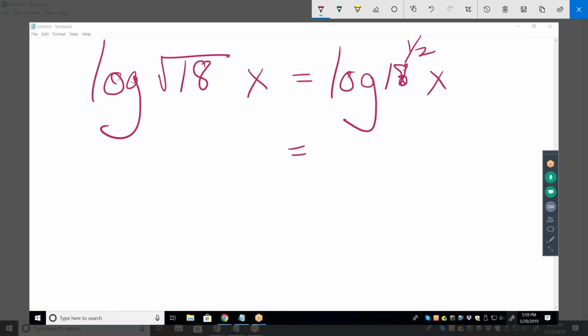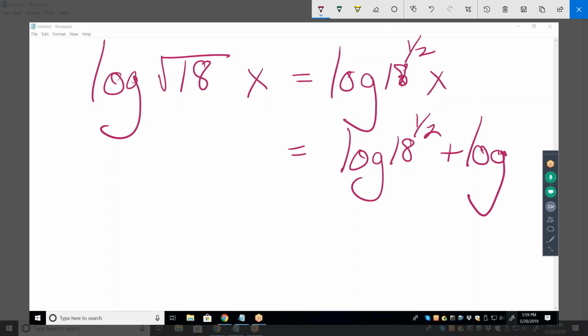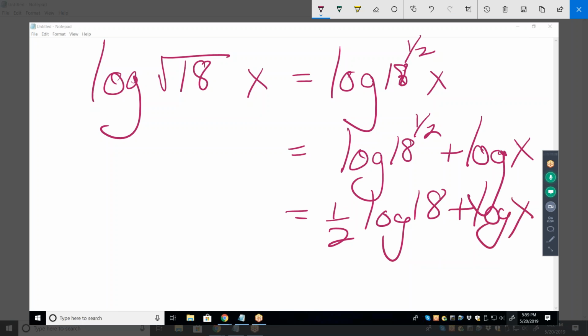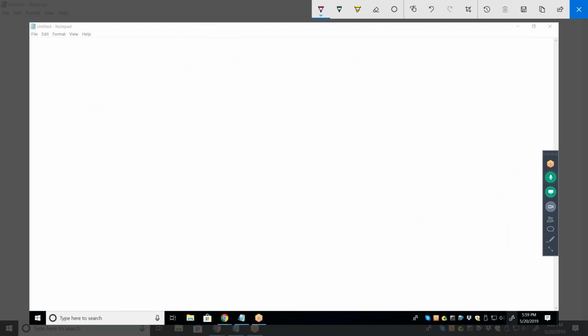Okay, so log of 18 to the 1/2 plus log of x, the only thing it's being multiplied by. Now there's one last step for expanding it: 1/2 log 18 plus log of x. There you go. So whenever you run into a radical sign, change it immediately to a fractional exponent, and then just deal with it as an exponent.